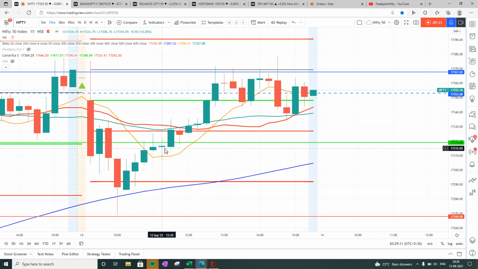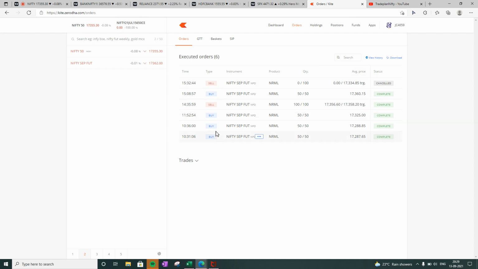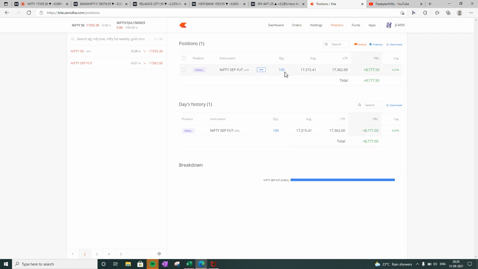And then eventually, when this doji happened, I entered the third lot. Then I carried the whole trade with me, and during this red bar, I exited two lots, and then again on this green bar I entered another lot, and now I'm carrying two lots home with me. So these are my positions: buy, buy, buy, then sell, then again buy. Totally, I'm now carrying 100 quantities home with an average of 17,315.